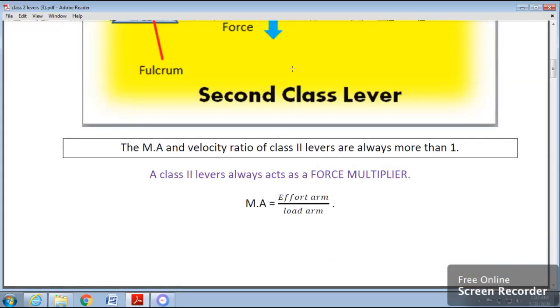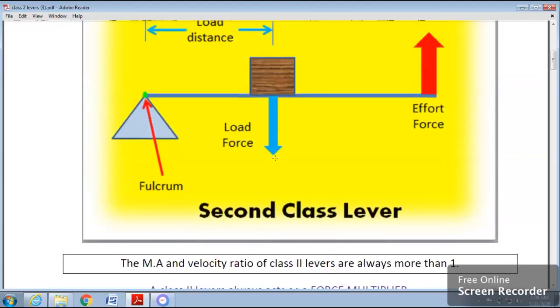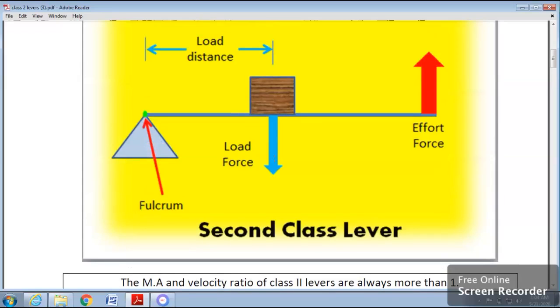See, we know that mechanical advantage is the ratio of effort arm by load arm. So when effort arm will be greater, that means load arm will be less, and hence we get the value of mechanical advantage greater than 1. Mechanical advantage greater than 1, that means velocity ratio also greater than 1. Hence class 2 lever always acts as force multiplier.